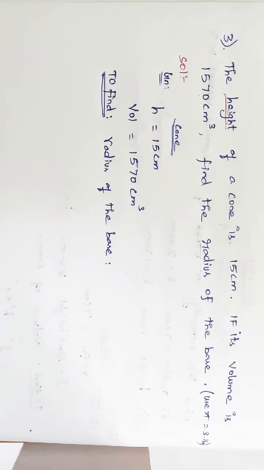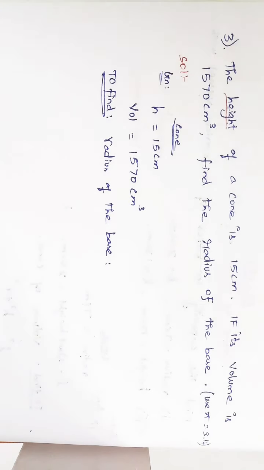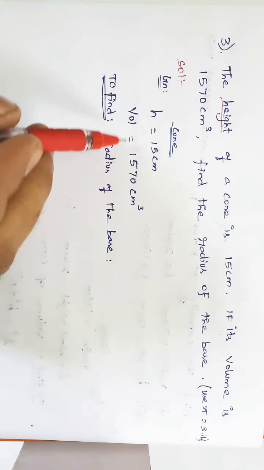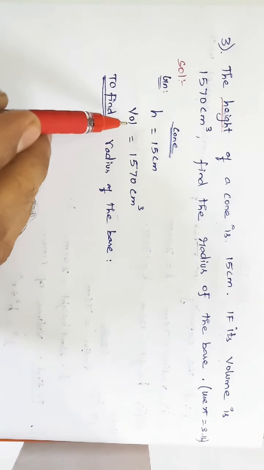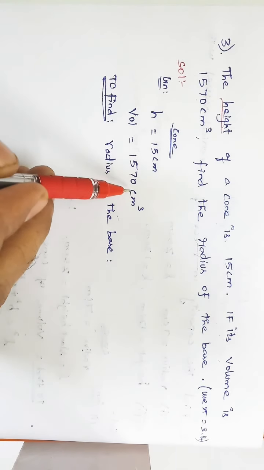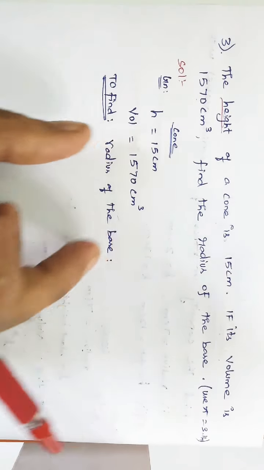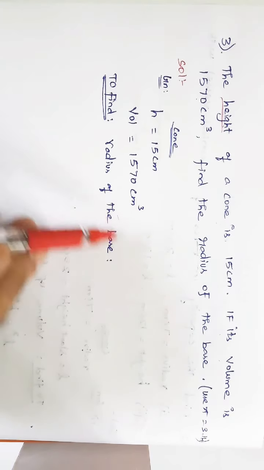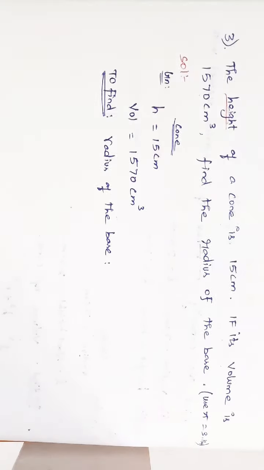I already told you that whenever they give the value of a cone or cylinder or sphere, whether it is CSA or volume of cone or volume of cube, whatever it may be, we have to equate it with the formula. Here the volume of cone is given, 1570 centimeter cube. We equate this value with the formula, substitute the value of h and simplify, and we'll get r, the radius.